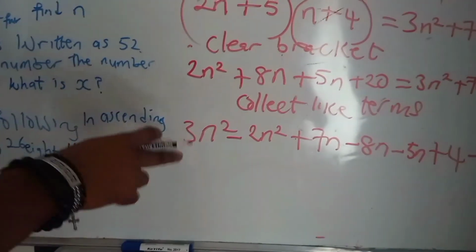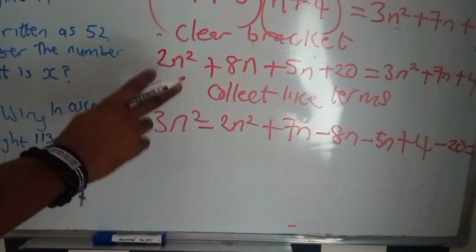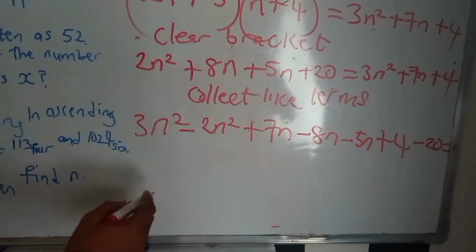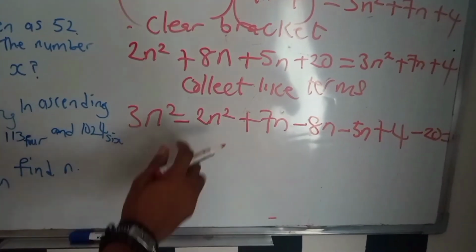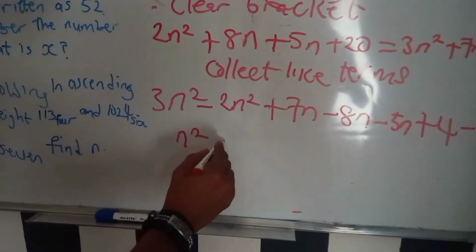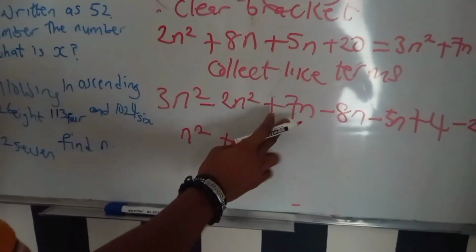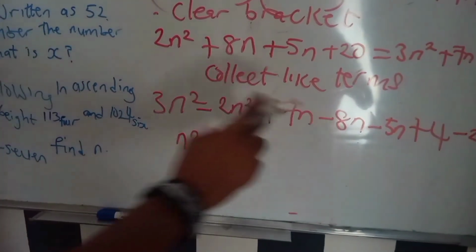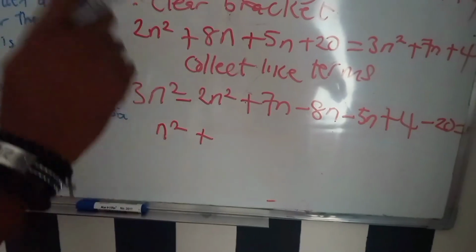As you can see, this equation is turning into a quadratic equation. 3n squared minus 2n squared is n squared. Plus 7n minus 8n is minus 1n, or minus n.